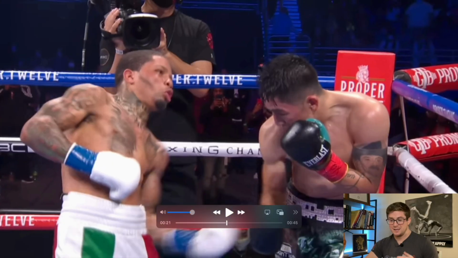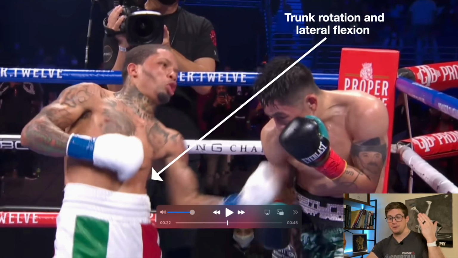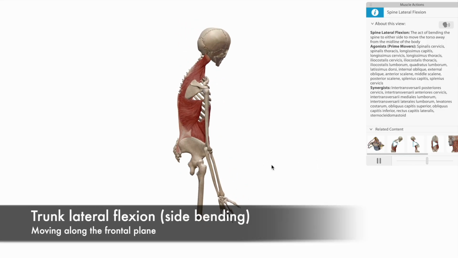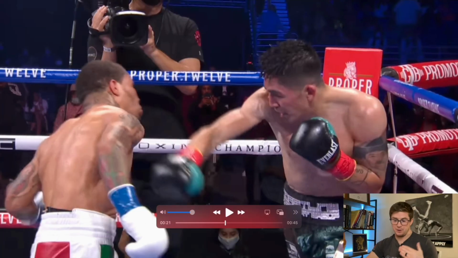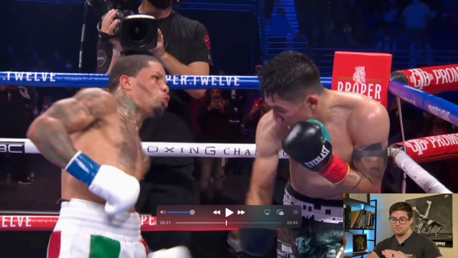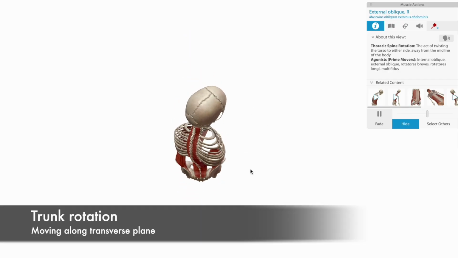He's also side bending or laterally flexing to the left. This would be along the frontal plane. Okay, so that's two planes of movement. And then he's obviously rotating about the transverse plane. So that trunk rotation, combination of side bending, rotation, and extension is that triplanar movement.